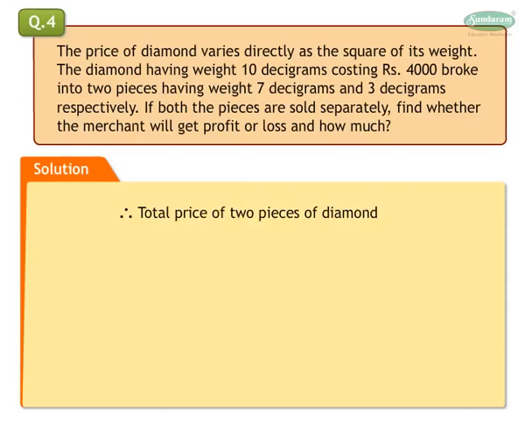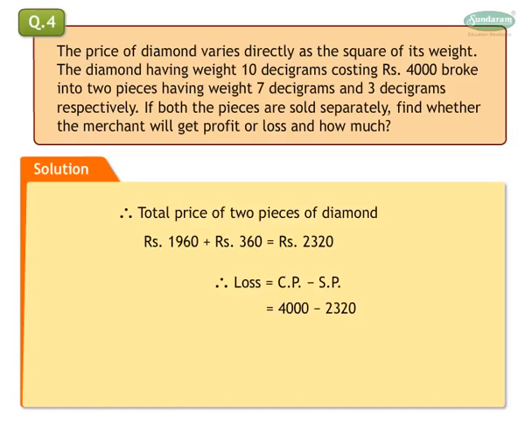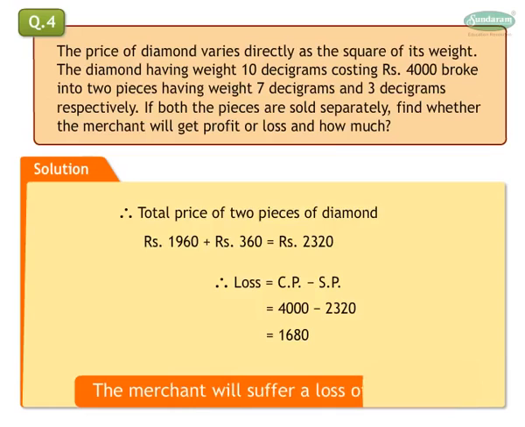Therefore, total price of 2 pieces of diamond is equal to rupees 1960 plus rupees 360, which is equal to rupees 2320. Let us find the loss. Therefore, loss is equal to cost price minus selling price, which is equal to 4000 minus 2320, which is equal to 1680. The merchant will suffer a loss of rupees 1680.